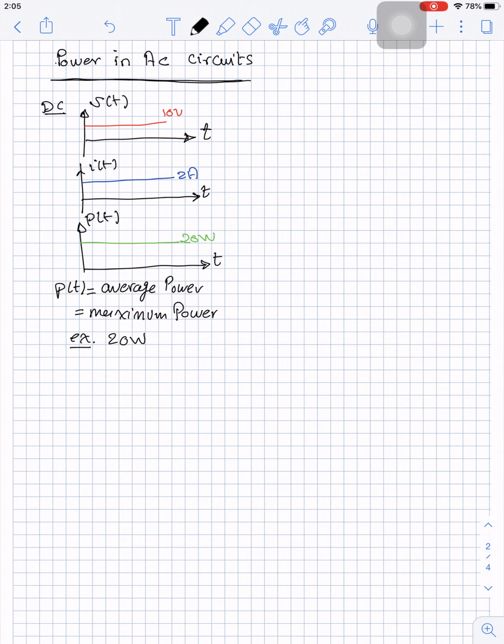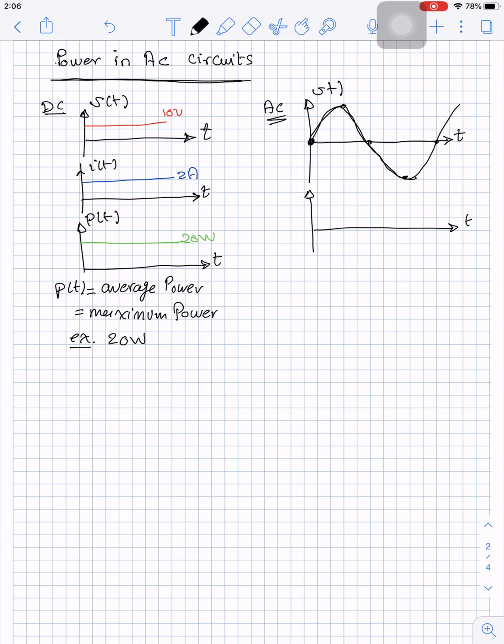That's it. But if we go to AC and you start to look at the voltage versus time, the voltage is a sine wave. So I will try my best to improve my handwriting. So here the voltage is a sine wave. And if you look at the current as a function of time, it's also a sine wave.